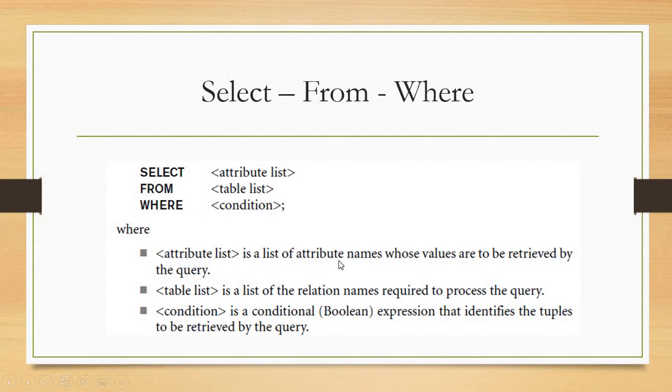So again, the attribute list is a list of potential attributes to choose from. The table is the list of potential tables to choose from. And the condition identifies the tuples to be retrieved by the query. Tuples is a commonly used term within database theory. It simply means rows. Or in Access, these would be the same as records.